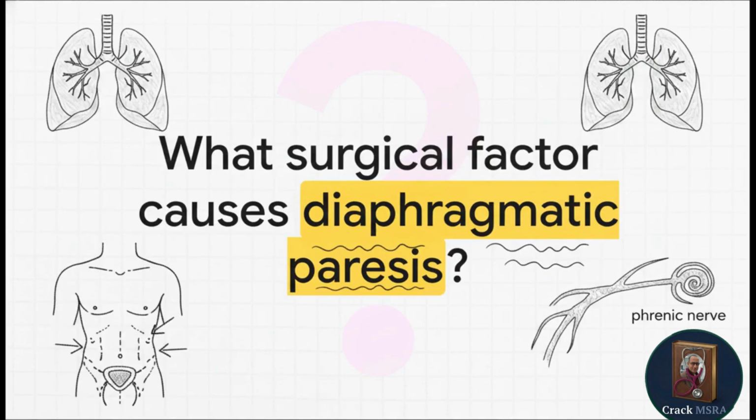Question 6. We're digging into the mechanisms now. Beyond incisional pain, what direct surgical factor contributes to transient diaphragmatic paresis in upper abdominal operations? Think about what's happening during the surgery. It is the direct surgical manipulation near the upper abdomen that leads to phrenic nerve-mediated diaphragmatic dysfunction.